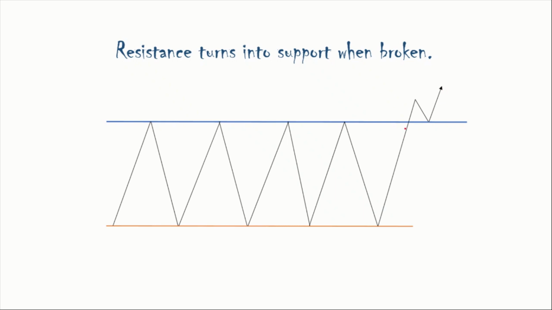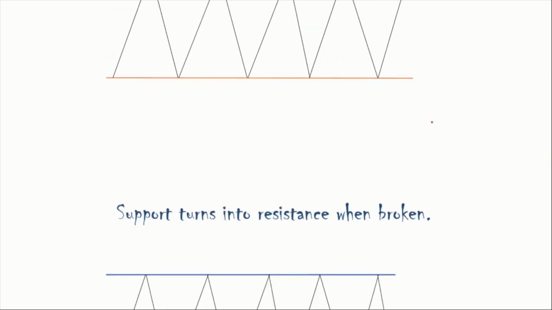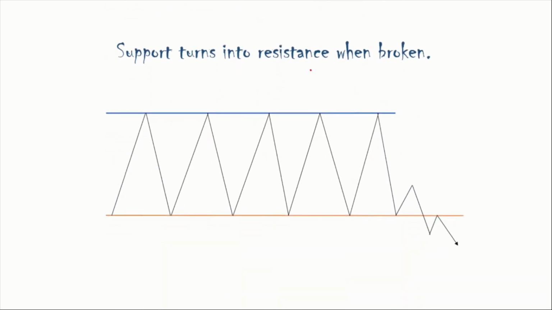So basically, when the resistance is broken, what traders look forward to seeing is a retracement back to the broken resistance level as a new support level. When this retracement to the former resistance level occurs, we say that a retest has occurred. Also, it is not only resistance levels that get broken, obviously. Support can also turn into a resistance level when broken.